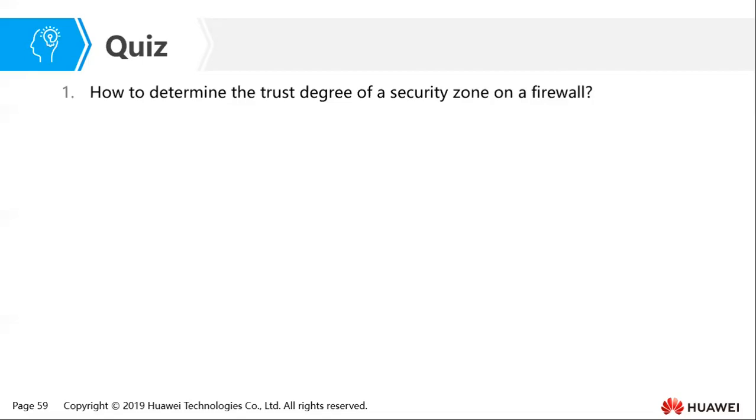Okay, so we do so by using the security levels. Remember, each zone is associated with a certain security level or trust degree. Like trust is 85, local zone is 100, DMZ is 50, and untrust is 5. So we actually use the security level to achieve that.